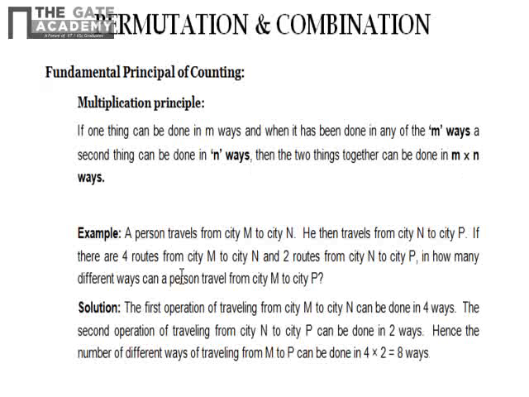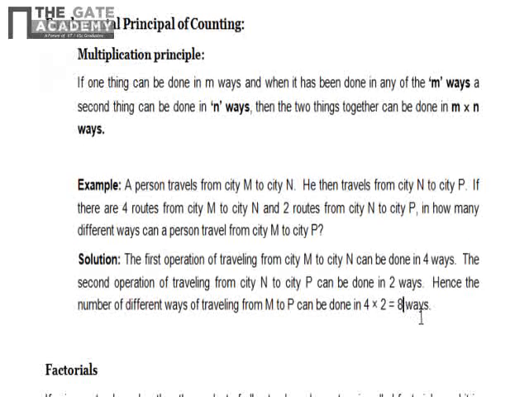A very simple example: suppose you want to travel from one place to another, and it involves one stop. Suppose from city m to city n there are four routes. Now from n he wants to go to p, and there are only two routes. So in combination, the total number of routes we can take is 4 into 2, that is 8 ways.